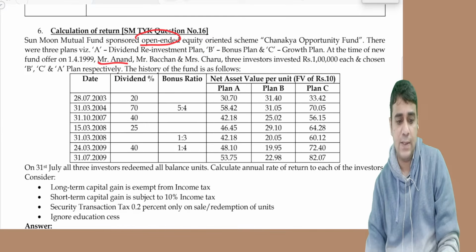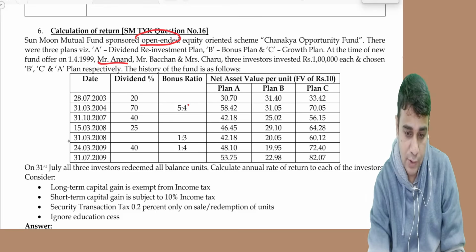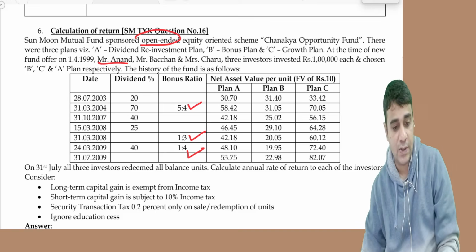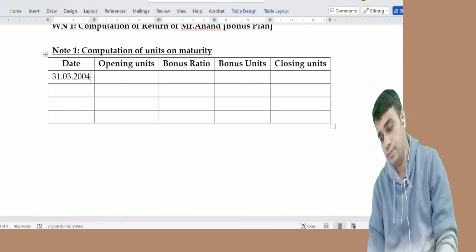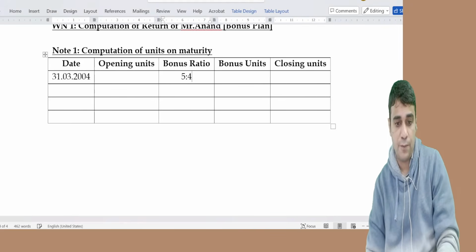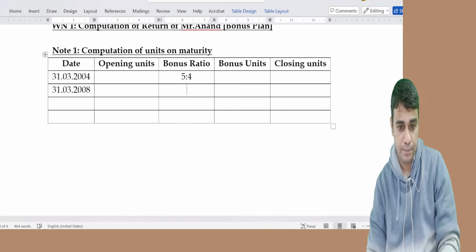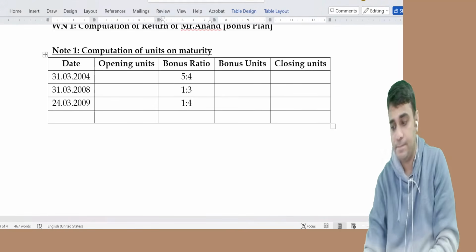When is the first bonus declared in the table? How many bonus are totally declared? 3. So you have to do this analysis three times. First write 31/3/2004, bonus ratio 5:4. Then 31/3/2008, 1:3. Then 24/03/2009, 1:4. Three bonuses are declared.